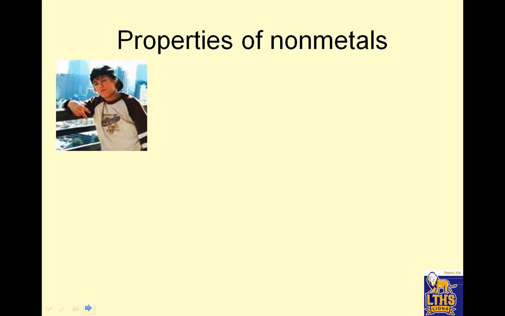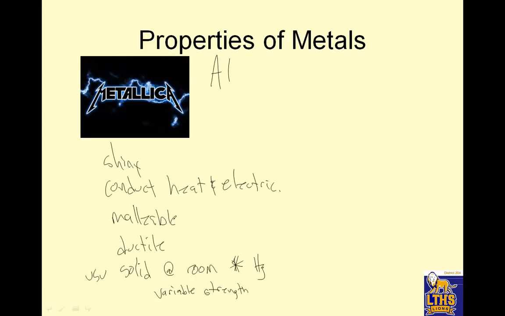Properties of nonmetals. It's basically the opposite of the last ones. So nonmetals are not shiny, they are dull. They are poor conductors. The opposite of the word malleable is brittle. They are not ductile, and they are usually gases.